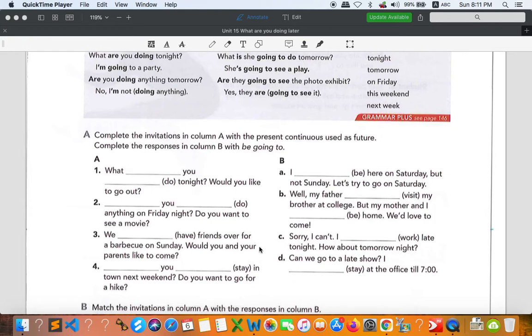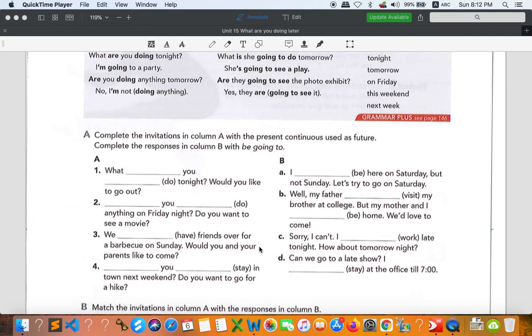So number one, what are you doing tonight? Would you like to go out? So we can say letter C, sorry, I can't. I am going to work late tonight. How about tomorrow night? Okay, so number one goes to letter C. What about number two? Are you doing anything on Friday night? Do you want to see a movie? And then the correct answer is letter D. Can we go to a late show? A late show is the show that plays very late. I am going to stay at the office till 7. So number two goes to letter D.